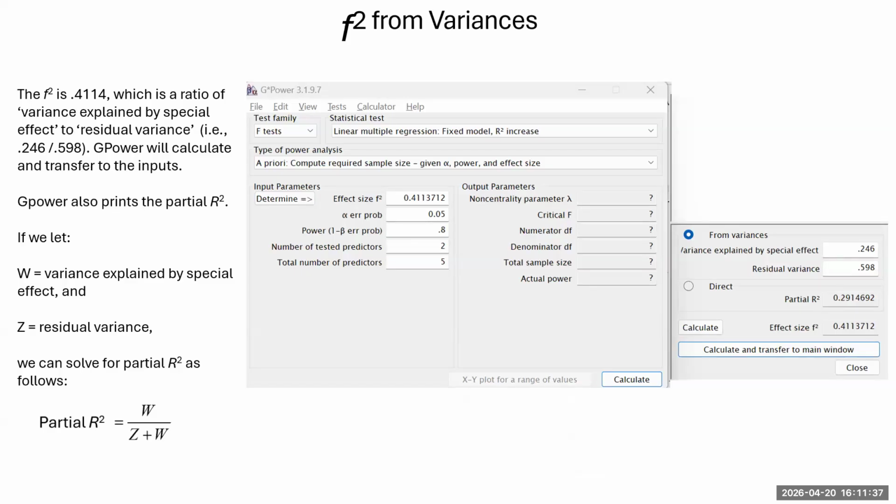Okay, in our last option here, we're going to compute F squared from variances. This is for the scenario where we're using R square increase. And so if we click determine and check from variances, GPower is going to ask us for variance explained by special effect. That's going to be the R square change associated with the effect in question. And then it's going to ask us for residual variance, which is going to be 1 minus R squared model. And so these estimates are from our third scenario, I believe.